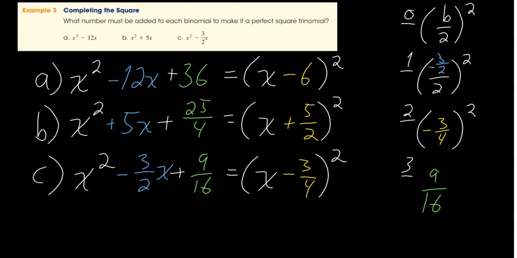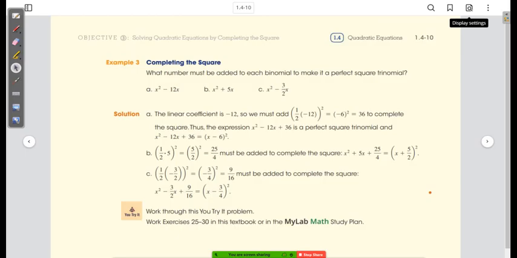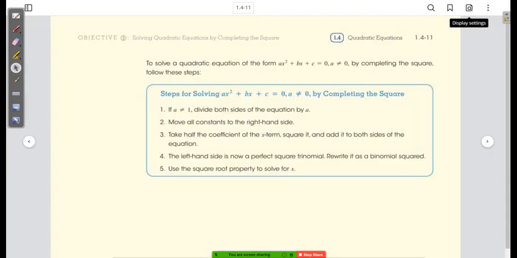Well, very bad news, because we're going to have to use it. Okay, so let's move along. The steps for doing the completing the square.